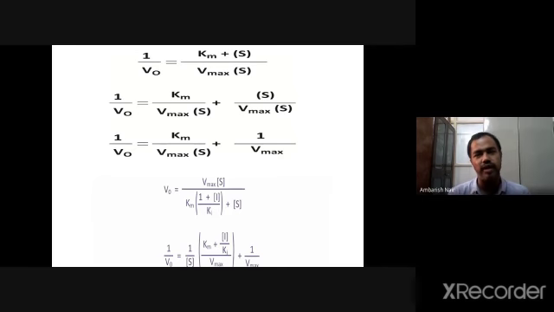Instead of Km, you can mention K dash M, because 1 plus I by Ki extra will come. So if you plot 1 by V naught versus 1 by S naught, you will get a slope as well as an intercept. I just want to tell you how the equation changes when converted into the Lineweaver-Burk form. The only difference between the original Lineweaver-Burk equation and this equation is that instead of Km, there will be K dash M. K dash M means Km into 1 plus I by Ki.